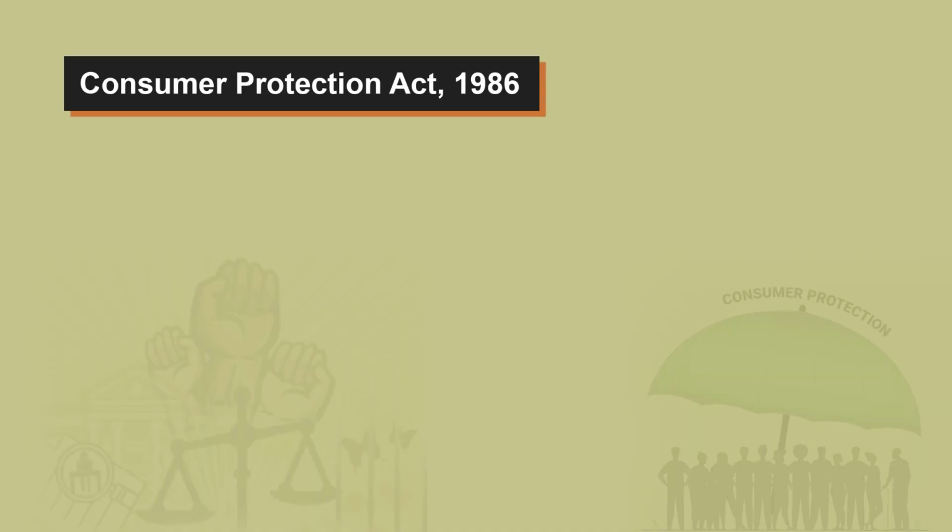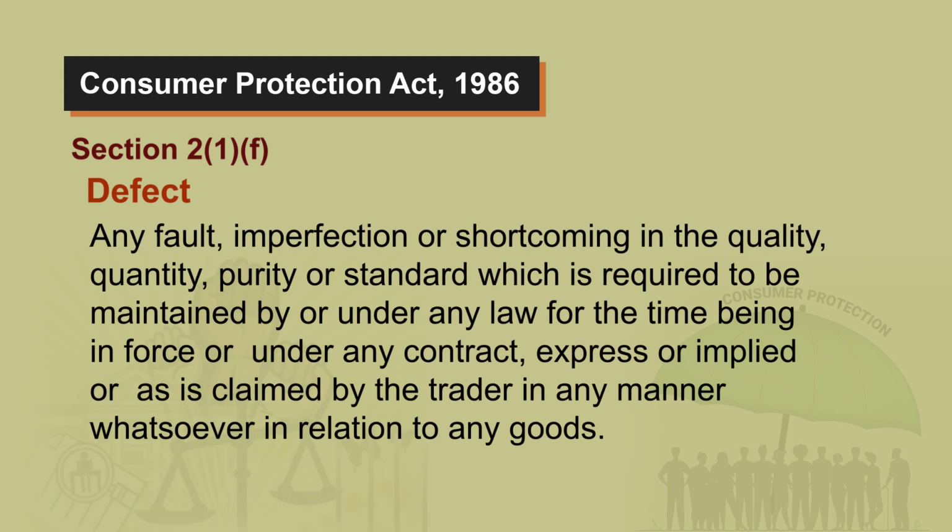Now, let us understand the meaning of defect in goods. It may be noted that the consumer laws in India have not defined the expression defect in goods. They define the expression defect only. The old act defined under section 2 clause 1 subclause F the defect as meaning any fault, imperfection or shortcoming in the quality, quantity, purity or standard which is required to be maintained under any law for the time being in force or under any contract express or implied or as is claimed by the trader in any manner whatsoever in relation to any goods.